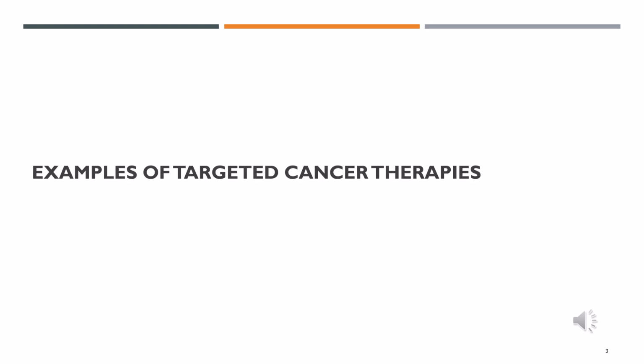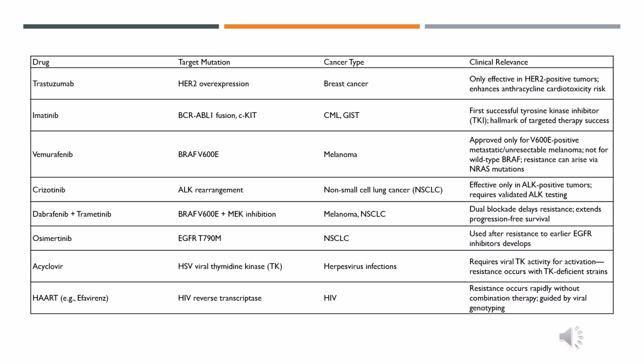Let's look at some real-life examples of targeted therapies used in cancer treatment and infectious diseases. This table shows some key examples of genotype-guided therapies in both cancer and infectious diseases. You'll see how each drug targets a specific mutation. For example, trastuzumab is only useful if the breast cancer is HER2 positive. Without HER2, it doesn't work and can even cause harm, like increased risk of heart toxicity. Imatinib is another landmark drug. It targets the BCR-ABL fusion gene in CML, and it also works in GIST with c-KIT mutations. This was one of the first major breakthroughs in targeted cancer therapy.